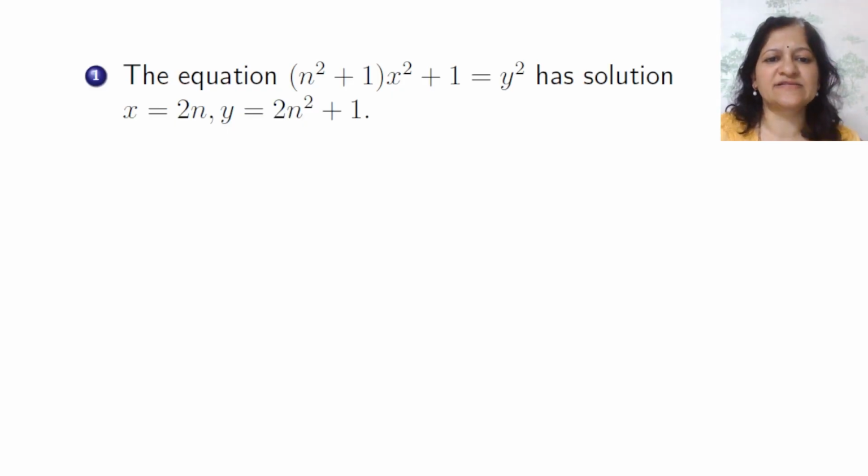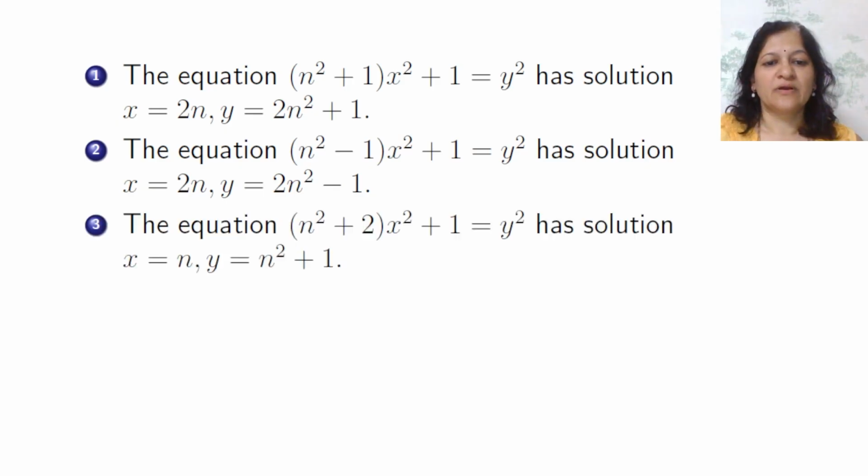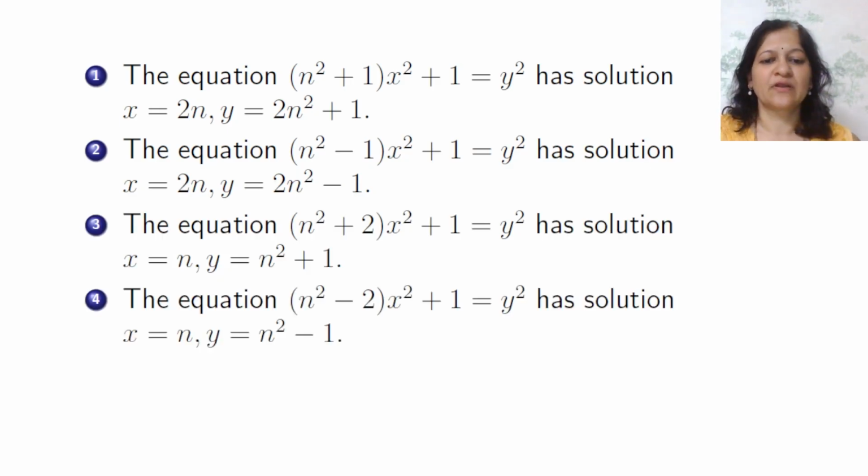Then there are some identities which we can directly use to solve the equation if capital N is in a specific form. So if capital N is n square plus 1, then the equation has solution x equal to 2n and y equal to 2n square plus 1. If capital N is in the form n square minus 1, then also we can find a solution. If capital N is in the form n square plus 2, then the solution is x equal to n, y equal to n square plus 1. If capital N is in the form n square minus 2, then the equation has solution x equal to n, y equal to n square minus 1.